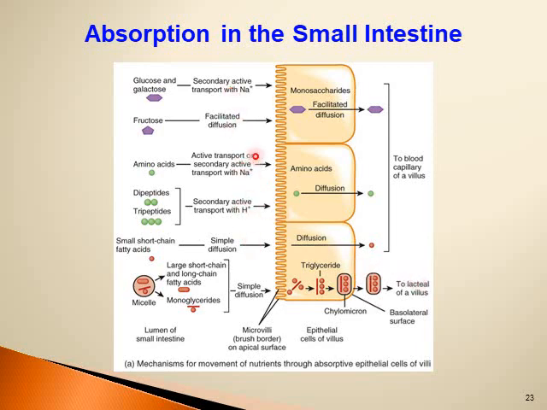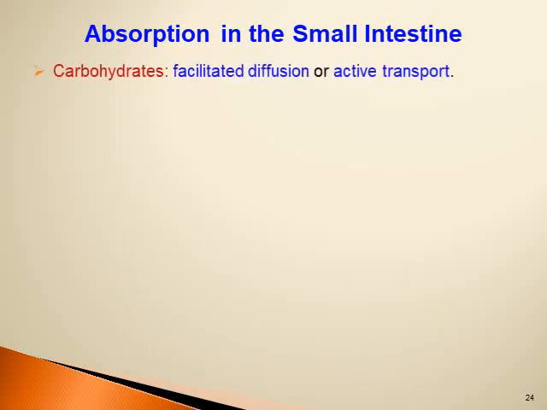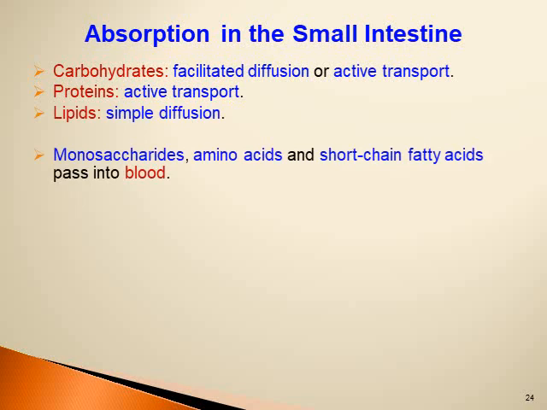The other nutrients are usually transported by active transport or by facilitated diffusion, and finally they will enter the blood vessels in the villi. So absorption of carbohydrates happens by facilitated diffusion or active transport. Proteins are absorbed by active transport, lipids by simple diffusion. Monosaccharides, amino acids, and short chain fatty acids will pass into the blood.